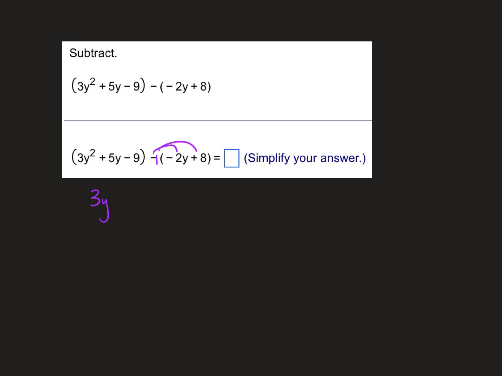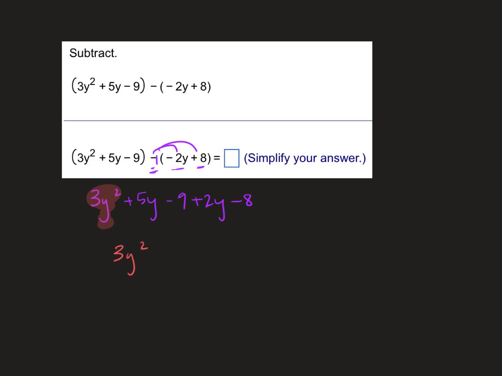So this is 3y squared plus 5y minus 9. Negative 1 times negative 2y makes positive 2y. Negative 1 times positive 8 makes negative 8. Now I'm going to do that same strategy as before, and I'm going to put the things together that are alike. 3y squared, no friends, so he just stays as 3y squared.